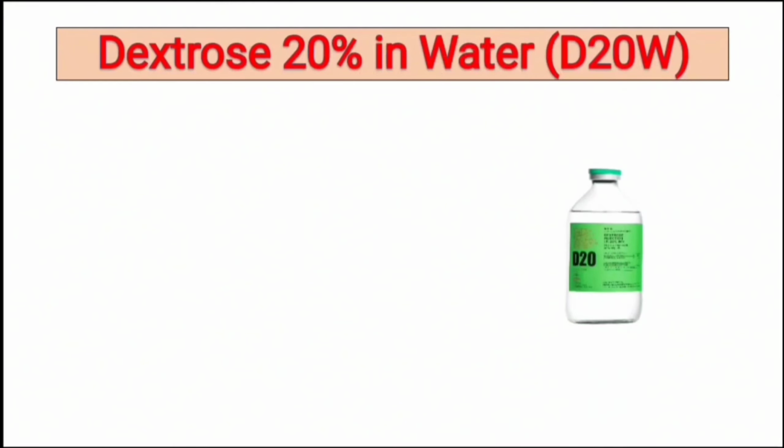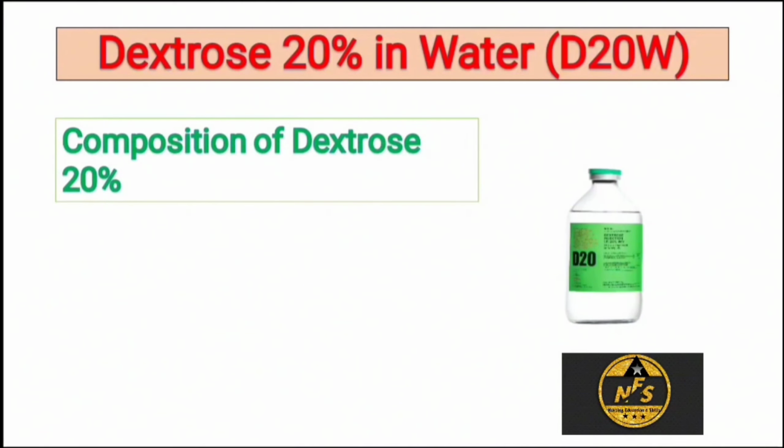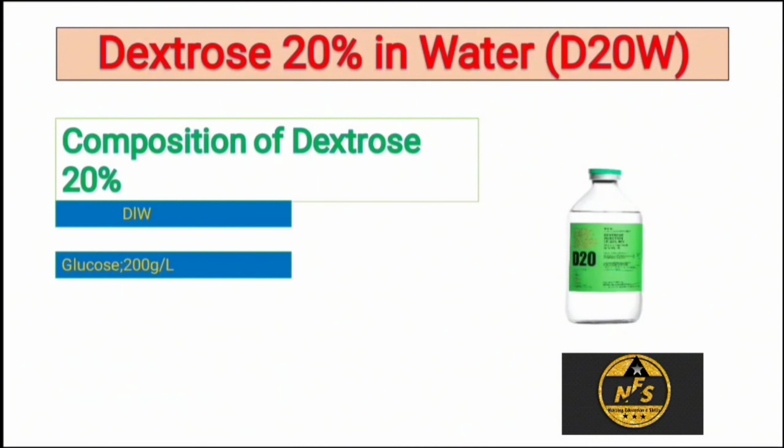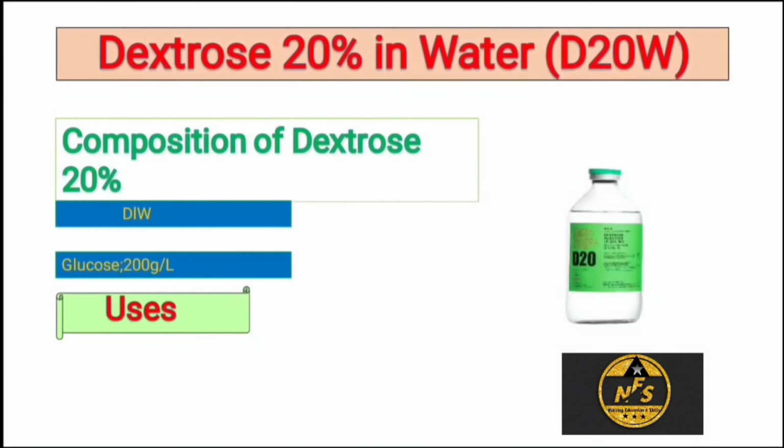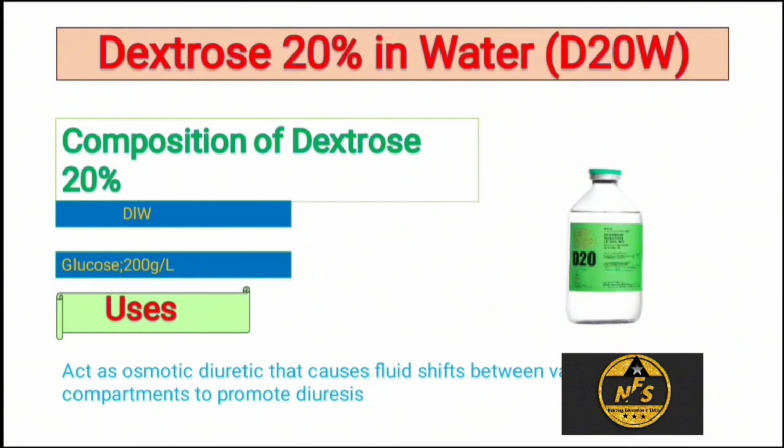Dextrose 20% in water. Composition of dextrose 20%: dextrose water, glucose 200 gram per liter. Uses: act as osmotic diuretic that causes fluid shift between various compartments to promote diuresis.